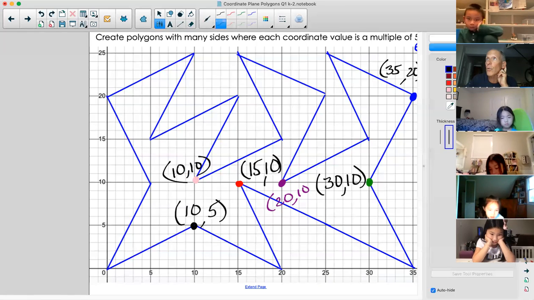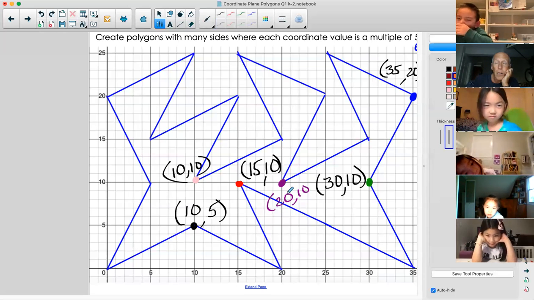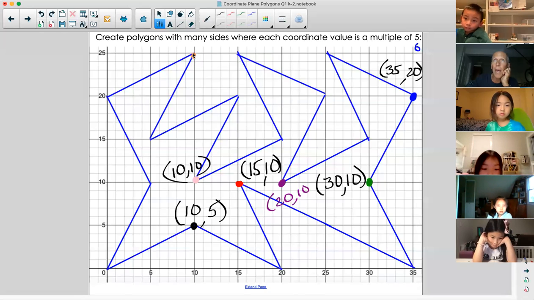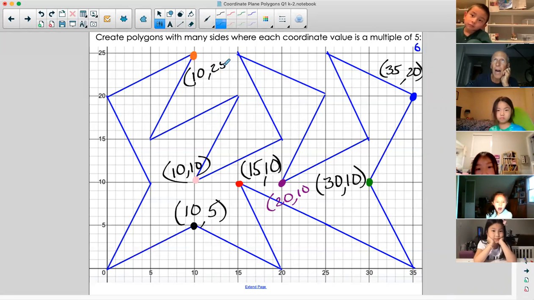Who wants to do, I'm going to pick another color. Who wants to do the orange dot? Go ahead, Val. 10, 25. Oh, man. Everybody look at that one. That one was way up there, 10, 25.